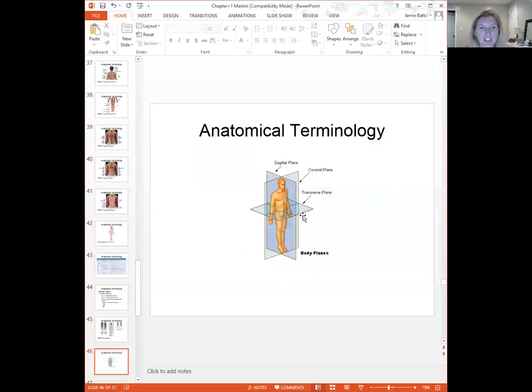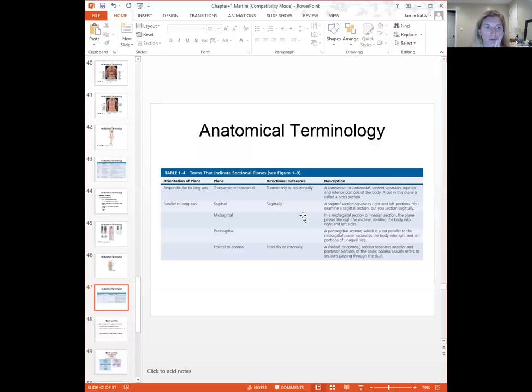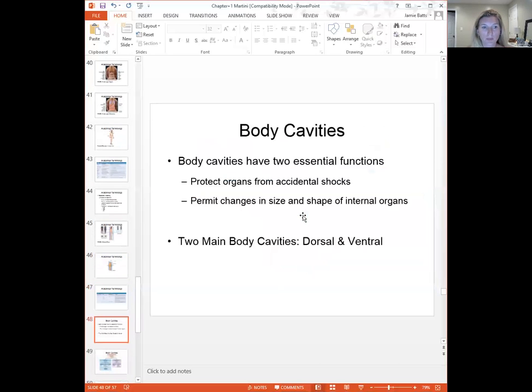Here's another image. The frontal plane is sometimes also called the coronal plane, depending on which textbook you look at. Different textbook editors jump back and forth between terms. This is the chart that goes through them all.